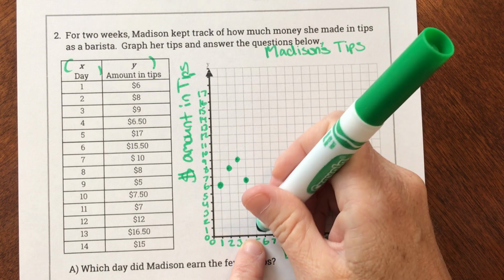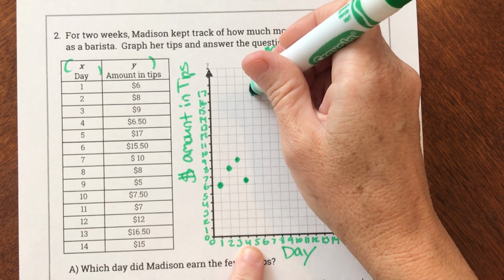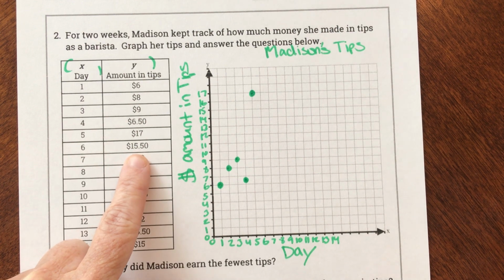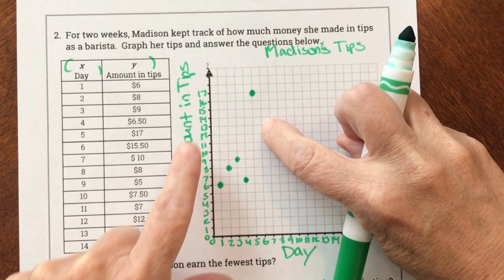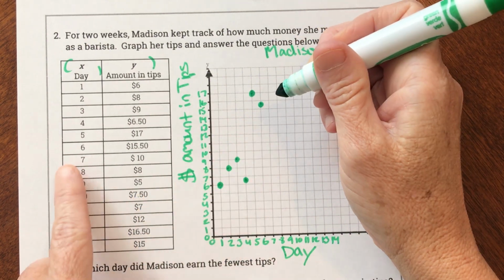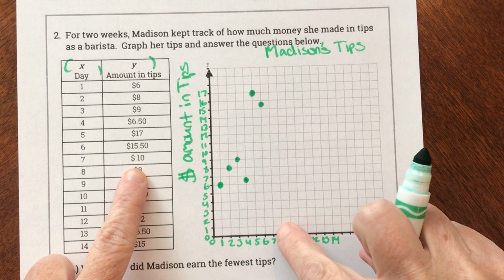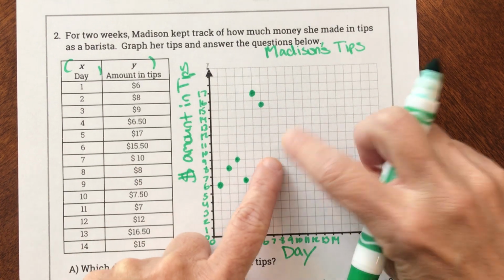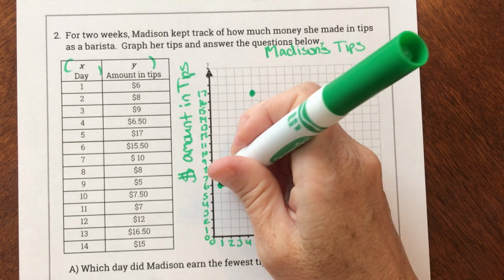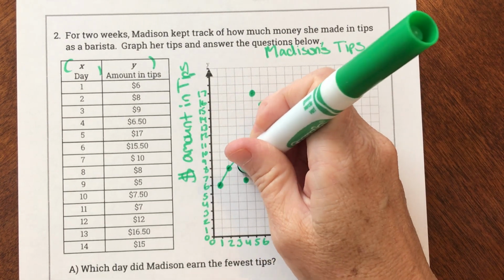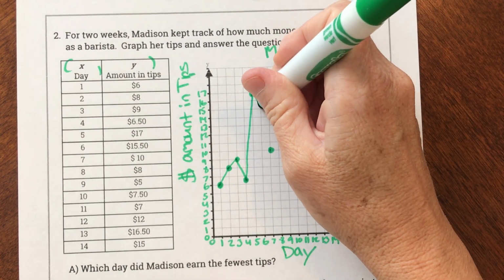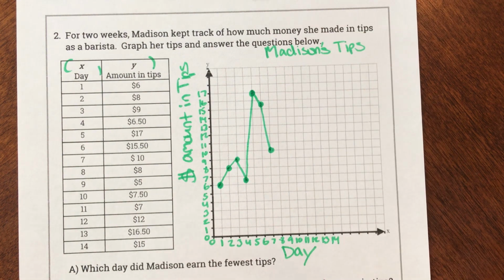On day 5, that was her lucky day. She had $17. I wonder if she just had a really nice customer that day. On day 6, she had $15.50. So on day 6, I'm going to put it between the 15 and the 16, right there. On day 7, she had $10. And notice I haven't been connecting them as I went. I probably could do that now, maybe so they don't get too messy. Here's our big jump right here.